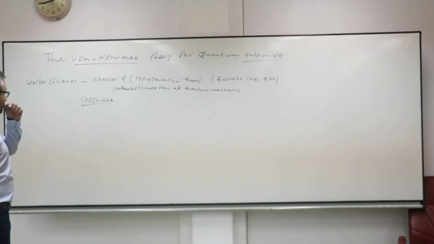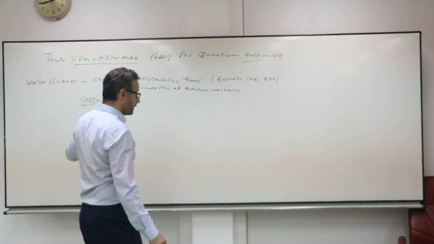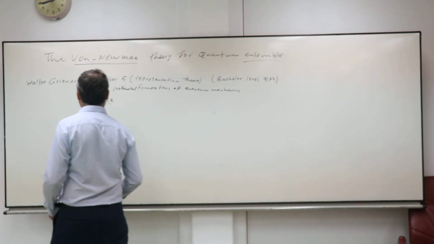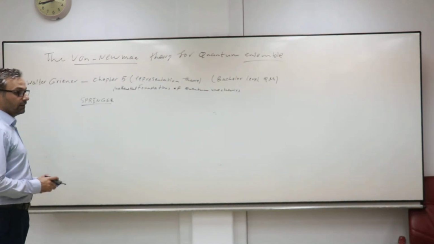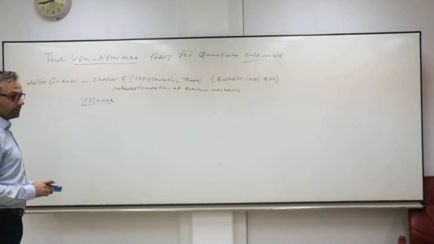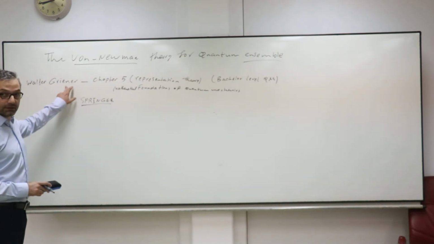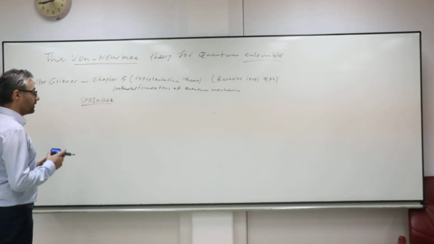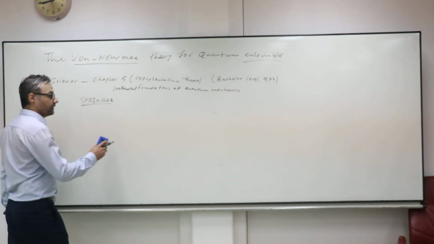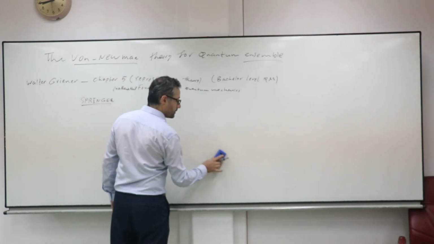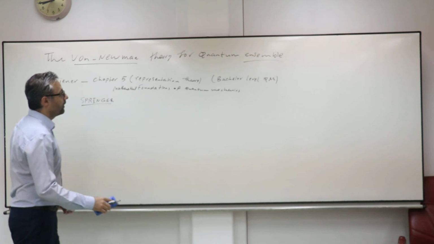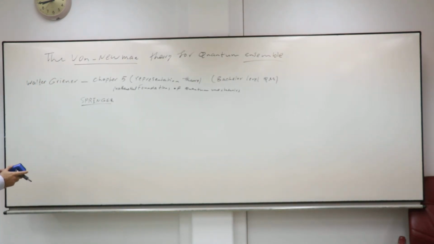This Walter Greiner is a series of books that starts from classical mechanics to advanced topics like nuclear physics, because he was a nuclear physicist. So he has a very, very good book about nuclear physics theory, and also a lot of information about the experiments inside the books.